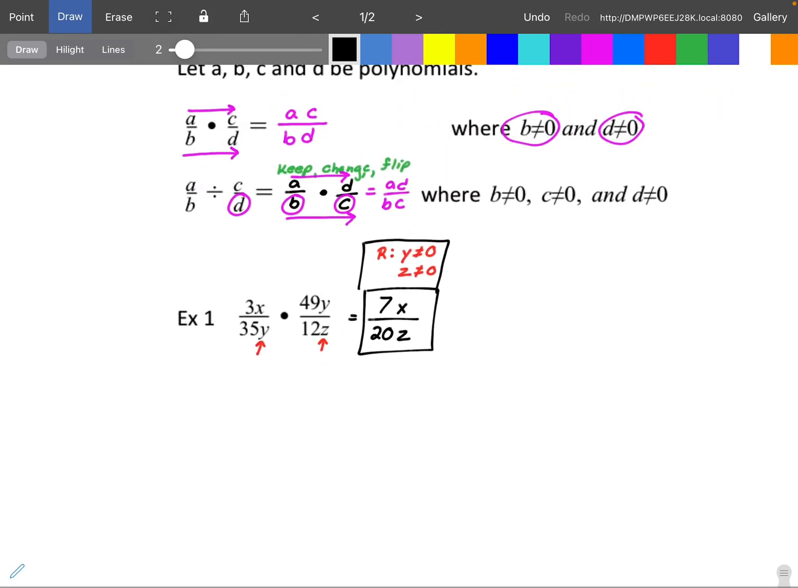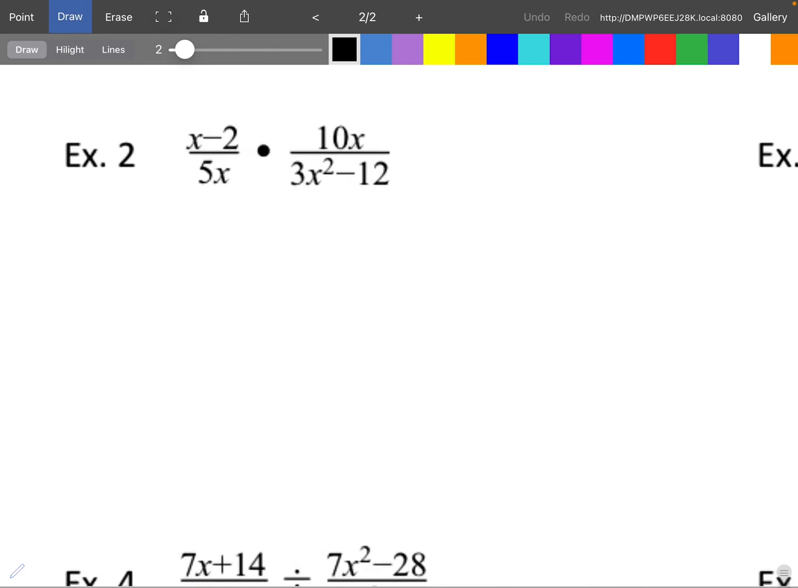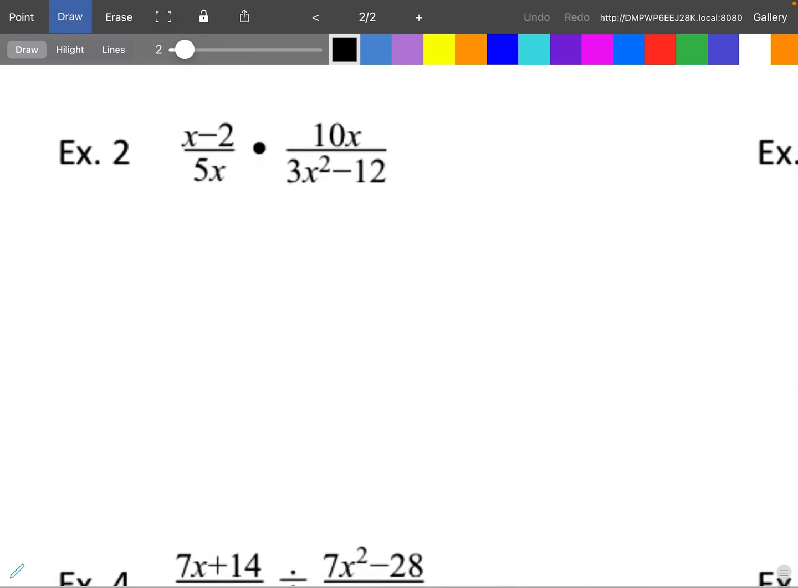Alrighty, so now let's take a look at some problems that have more than one term in them. If we have more than one term in any piece of any fraction, then we're going to have to factor. So we want to look at each piece, each denominator, each numerator of each fraction, and decide if it can be factored. If I take a look at this first numerator, x minus 2 cannot be factored. So we're not going to mess with that at all. We're going to leave it alone.